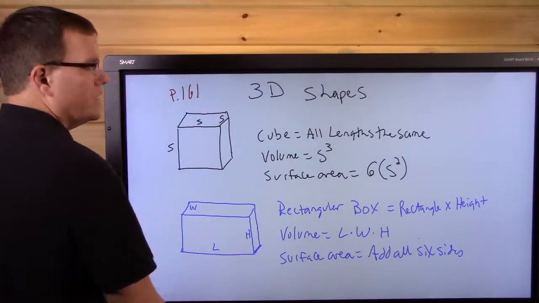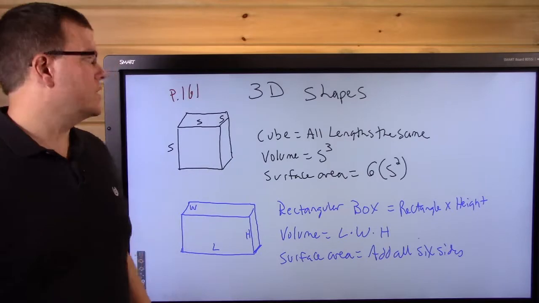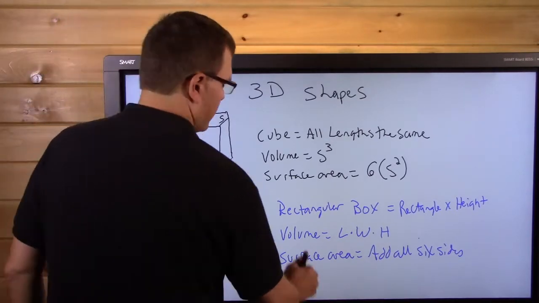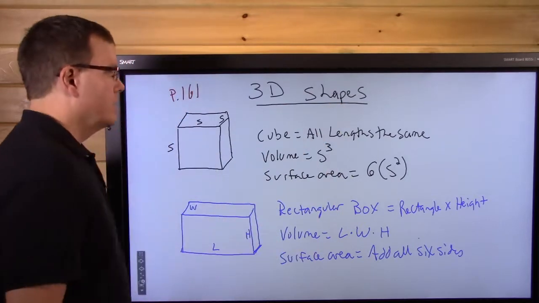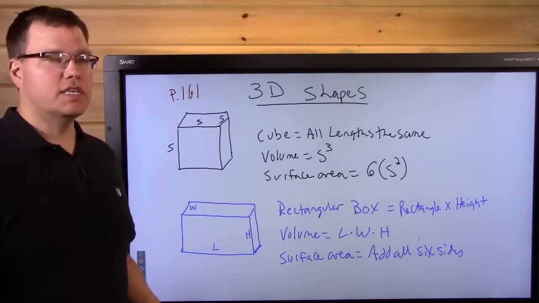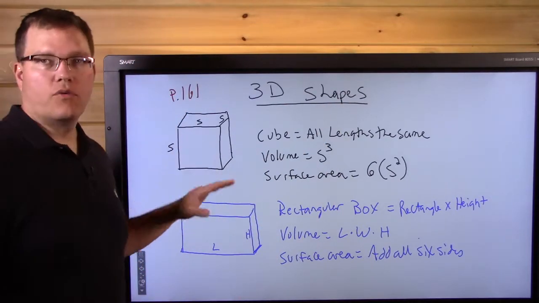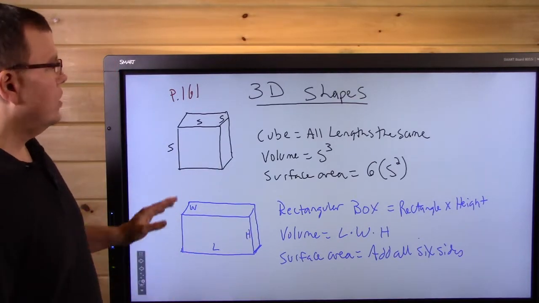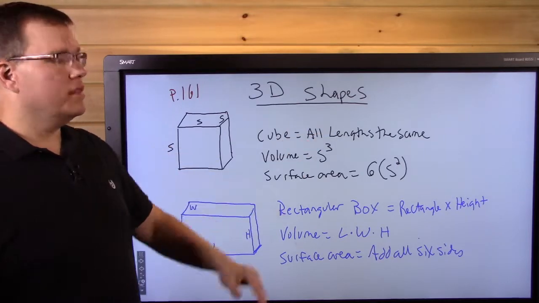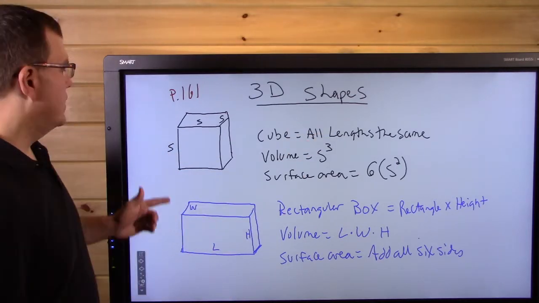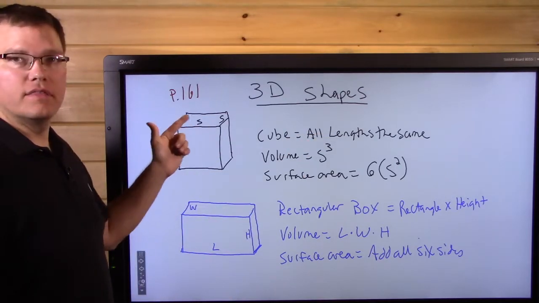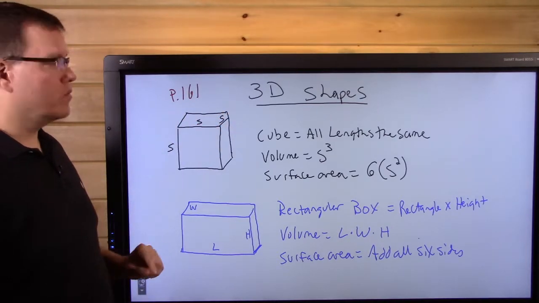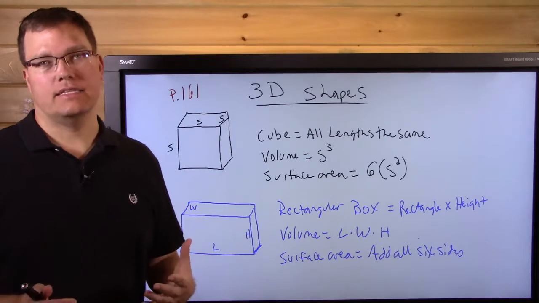Hey guys, so it's the You Ought to Know section, and here we are on page 161, and we're looking at 3D shapes. The 3D shapes that you'll see are the cube, the rectangle, and the cylinders on the next page. So a cube has all lengths the same, right? The length, width, and height of the cube are all going to be the same. We'll just call that S.